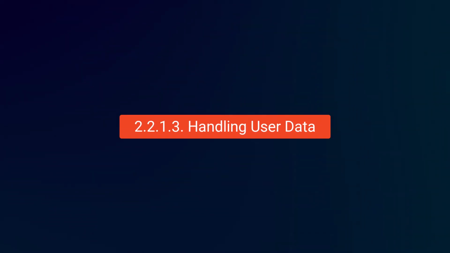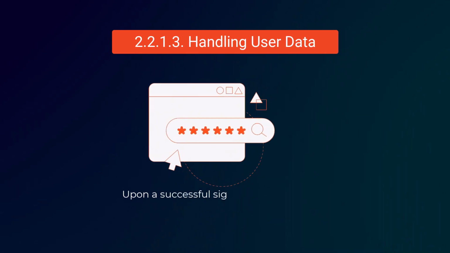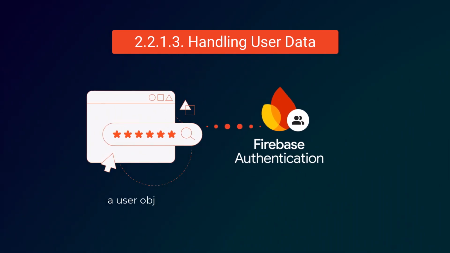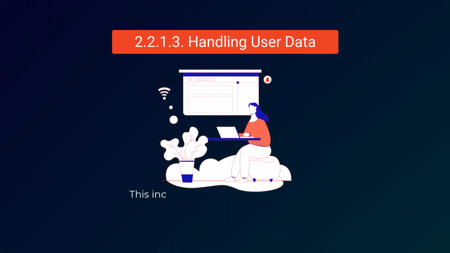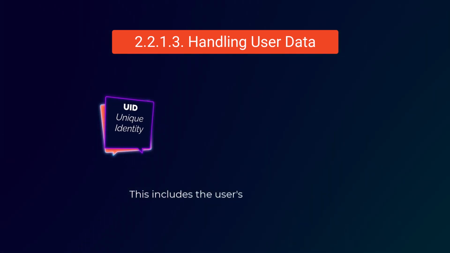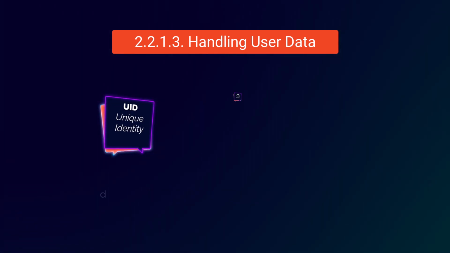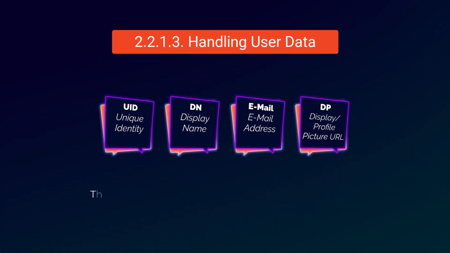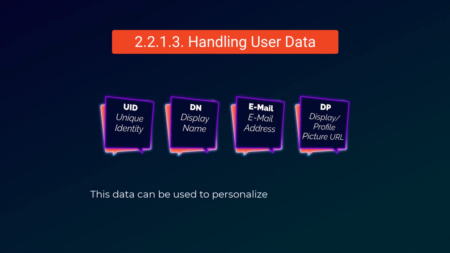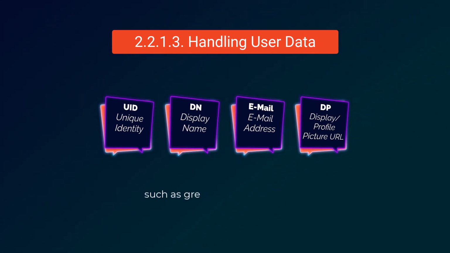Handling user data. Upon a successful sign-in, Firebase provides a user object containing basic profile information. This includes the user's unique ID or UID, display name, email address, and profile picture URL. This data can be used to personalize the user experience, such as greeting the user by name or displaying their profile picture.